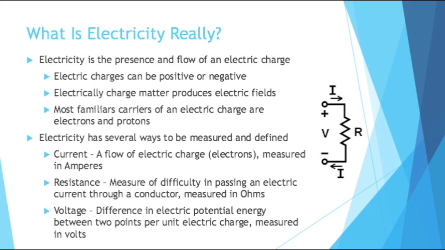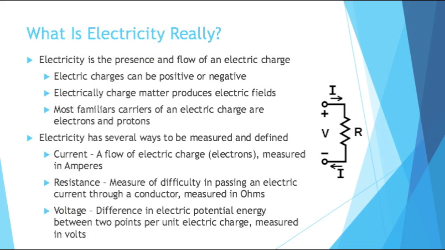Electricity is the presence and flow of an electric charge. Electric charges can be positive or negative. Electric charge matter produces electric fields, and the most familiar carriers of an electric charge are electrons and protons. So all the wires and cords in your house, those are carrying electrons. So electricity is a very active, moving, positive or negative thing with many types of fields.